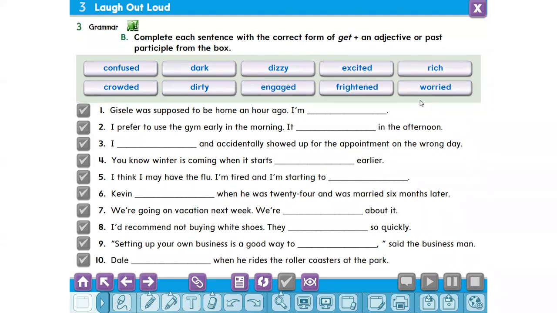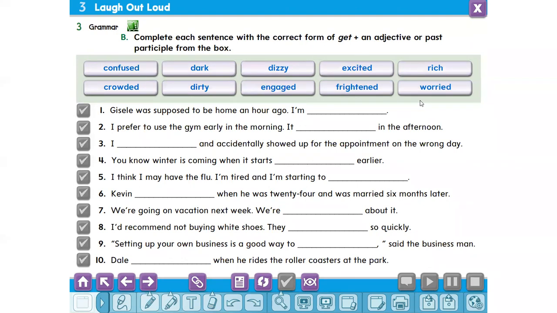Who can read these words, my friends? Ahmed Oda. Confused, dark, dizzy, excited, rich, crowded, dirty, engaged, frightened, worried. Thank you, my friend.